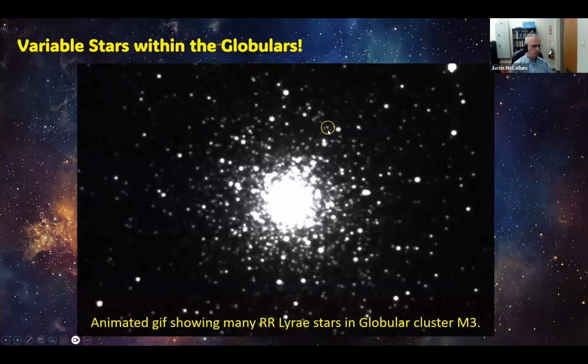You can see right here where we get an animated GIF showing the Lyrae stars there. Here's one right here that's pulsating back and forth. And this is with Messier 3, the globular cluster Messier 3. I don't know if anybody else can see any of these other types of Lyrae stars in there that are brightening and dimming, brightening and dimming. I tried looking for them. I picked that one because it's the most prominent.